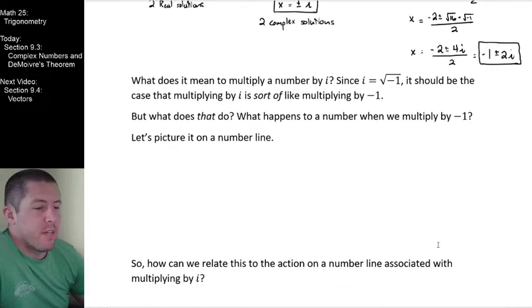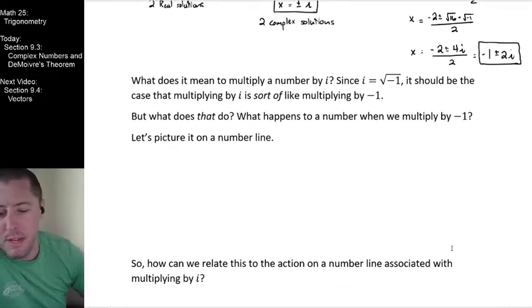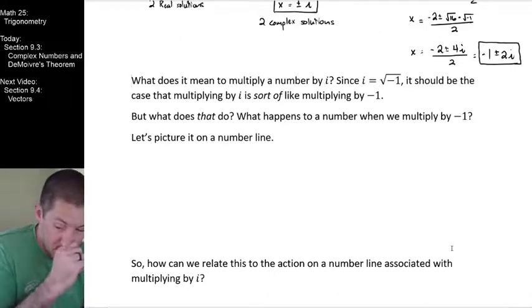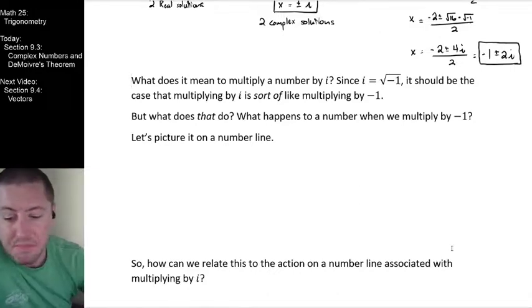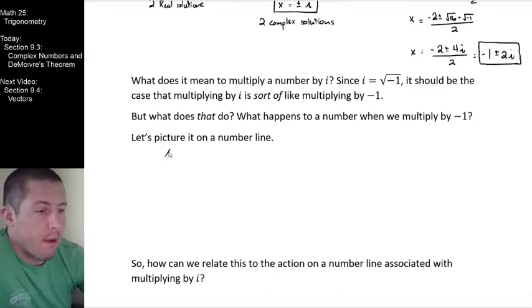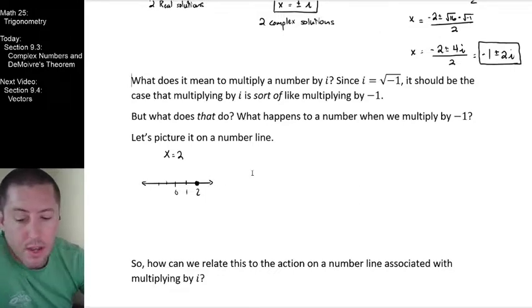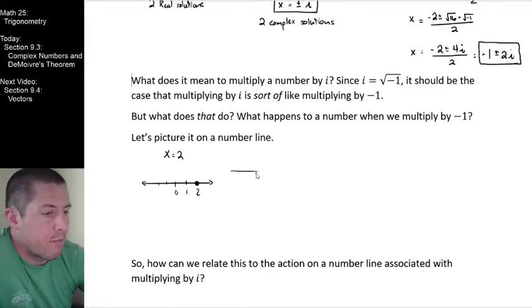And so what I want to do is picture this on a number line. We'll draw some pictures right now, and we'll also go to Desmos for a little bit of help with this. So here's the way that I think about this. If we imagine starting with a number like x equals 2, I can picture where this is on a number line. There's our x equals 2 value right there. Here's our number line. And what we could imagine doing now is multiplying by negative 1.